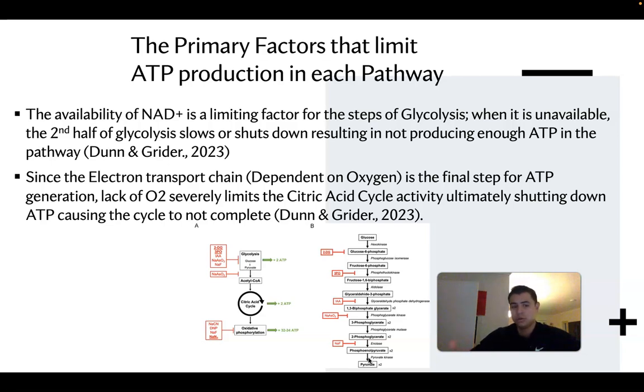And now if there's no O2, or very little O2, it will limit the citric acid cycle or Krebs cycle activity, ultimately shutting down the production of ATP, causing the cycle to not be complete and not produce the amount of ATP molecules that it should be, which would be around 32 ATP molecules. So normally if there's a lack of ATP happening in the citric acid cycle, it would be producing less, which wouldn't ultimately be reaching the ATP total, which is normally around 30 to 32 ATP molecules.